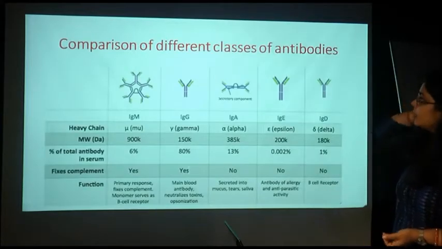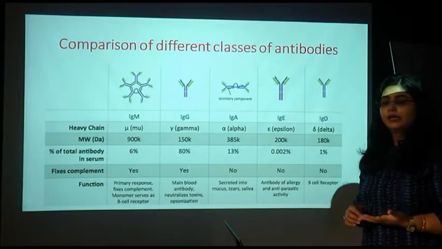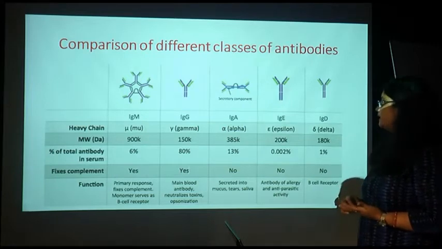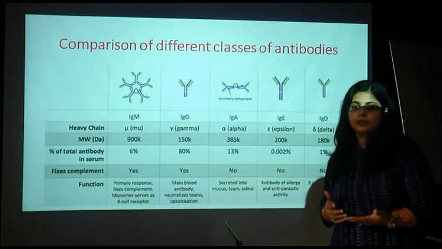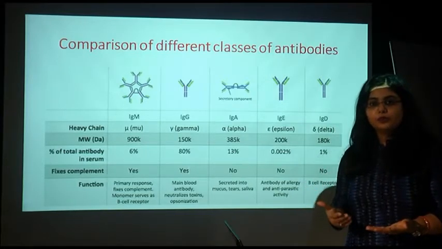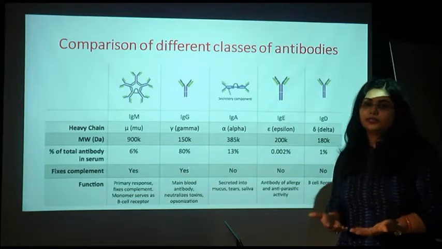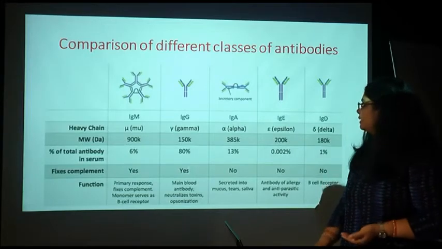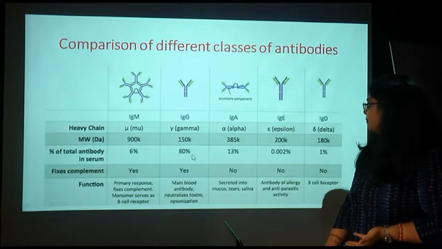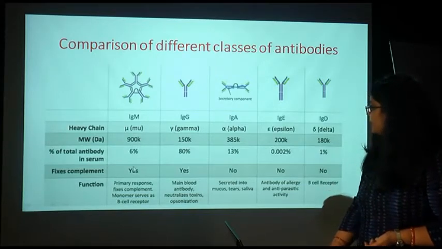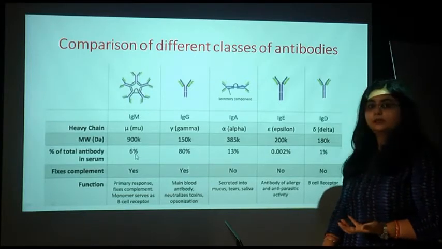Now next, coming to comparison of different classes of antibodies. Like we saw, there are 5 classes of antibodies: IgM, IgG, IgA, IgE and IgD. IgM is the very first antibody to be synthesized by the newborn. But as time progresses, IgG actually surpasses the amount of IgM found in the blood, becoming the principal circulating antibody. If you can see, IgG is found at a prevalence of 80%. Now IgM is actually a pentameric structure, and its total concentration in serum is only 6%.